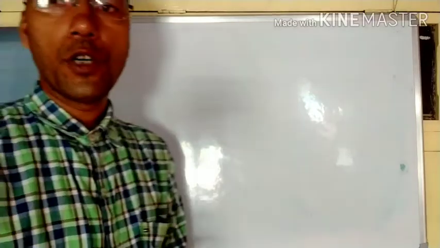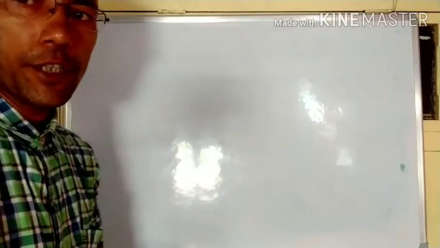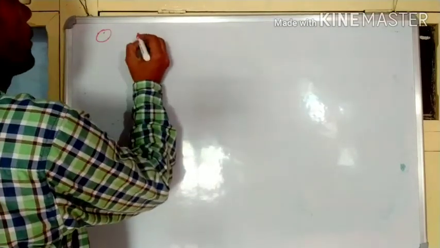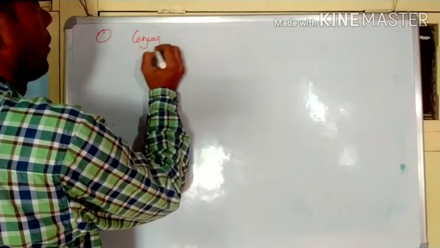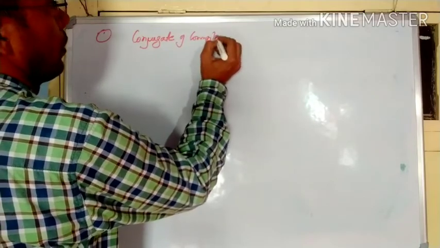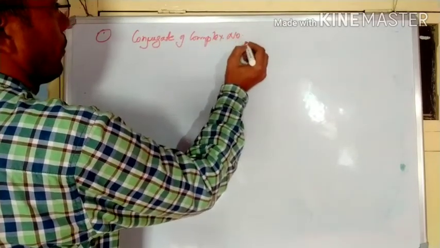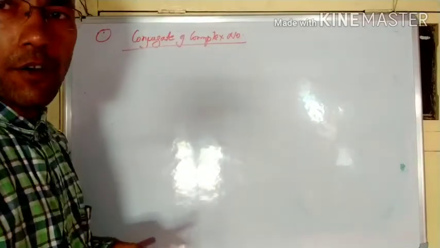In previous sessions we have solved the problems of complex numbers, and today we are going to discuss the conjugate of complex numbers and the multiplicative inverse of a complex number, right? The first one is the conjugate of a complex number. Conjugate means the pair of this one.